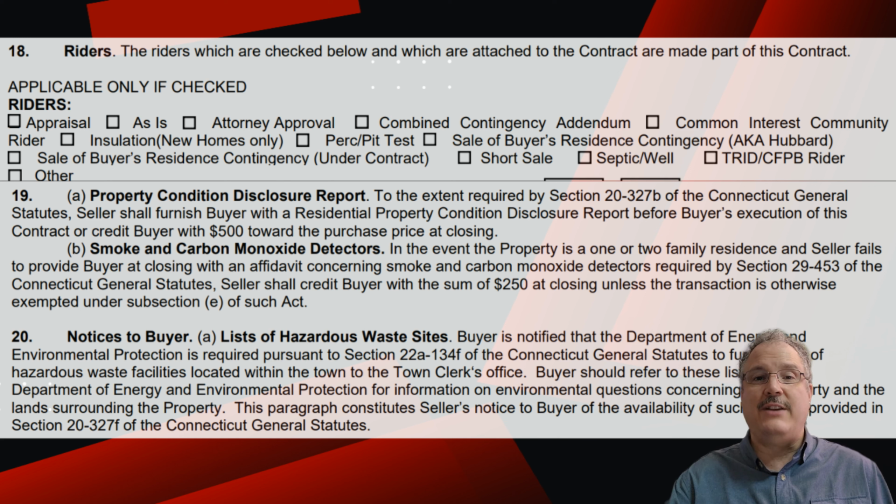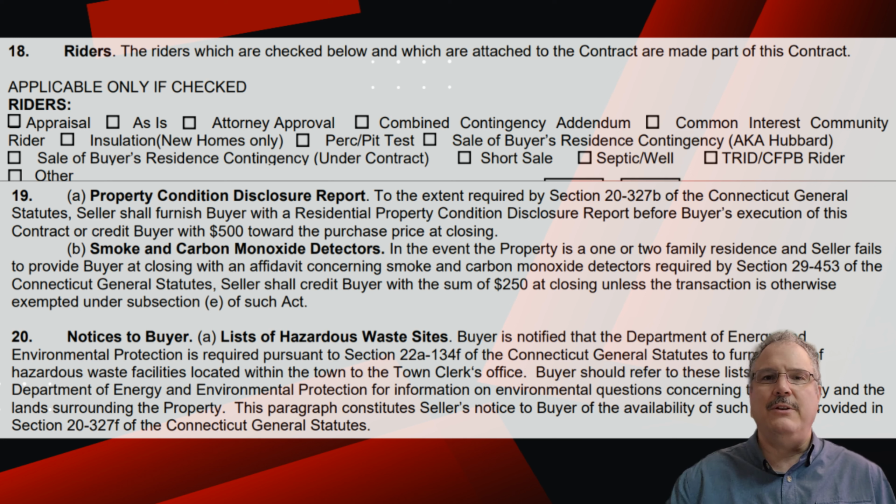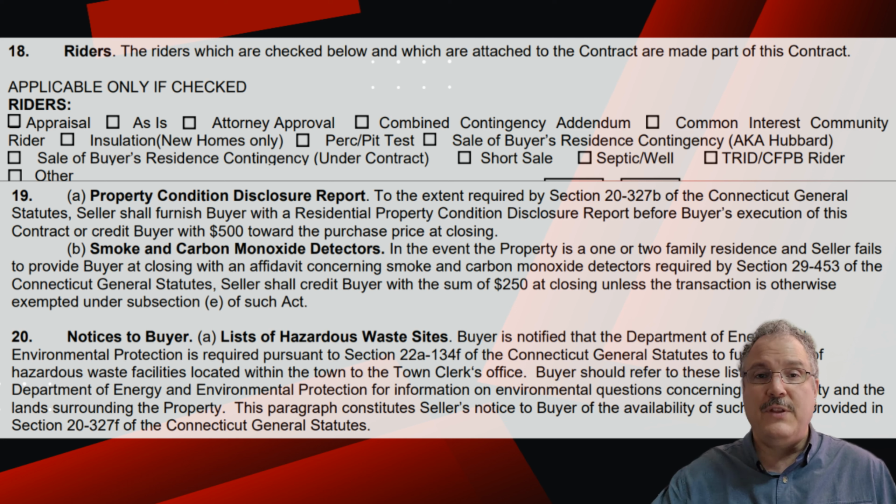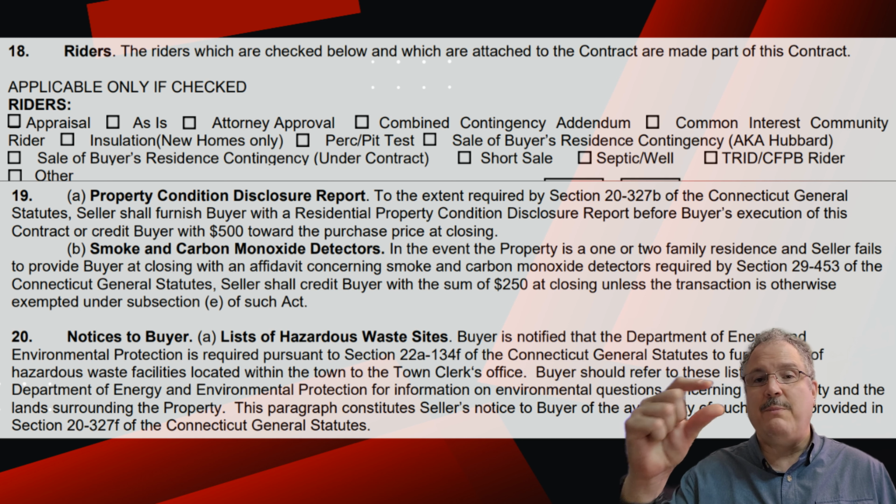And here in this section, section 18, is where we could check the boxes off to indicate which riders are going to be attached to this purchase contract. I'll discuss them a little bit later. Section 19A is talking about the property condition disclosure. Okay. The sellers are obligated to fill out this document, which is going to have them sign and say that to the best of their knowledge, this is the truth. And it's going to go over details about the property condition.